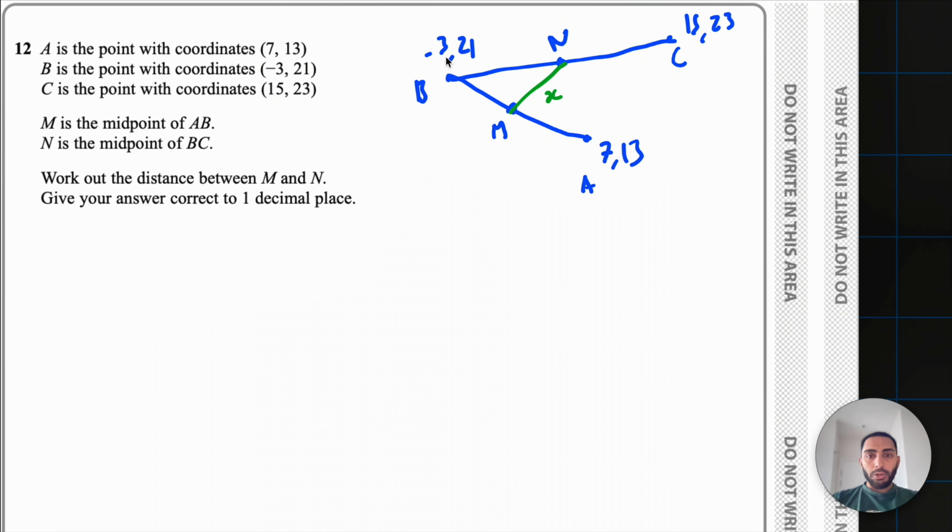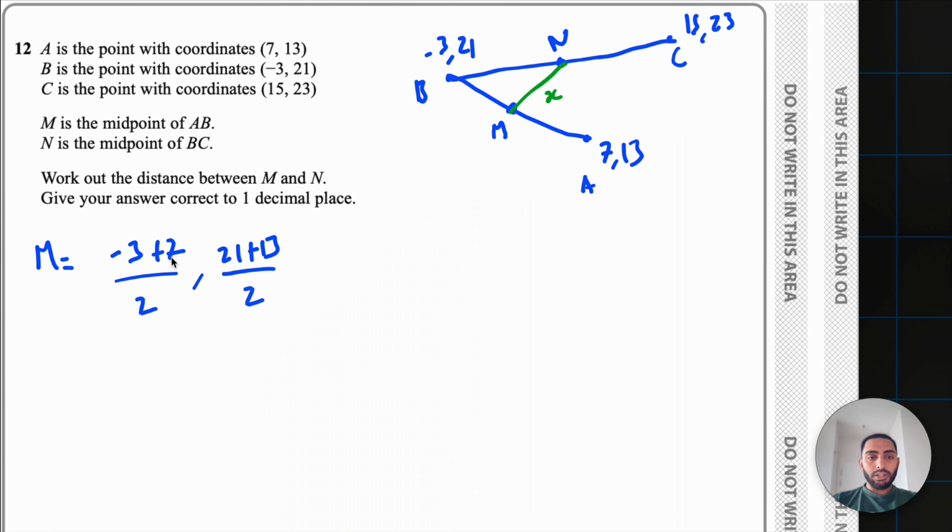So to find out midpoints, I need to find the mean or the average between my x coordinates and then my y coordinates. So for the midpoint of BA, so M, we're trying to work out M, will be equal to, for the x coordinate, it's going to be negative 3, add 7, divided by 2. For the y coordinate, it's going to be 21, add 13, divided by 2. Let's just work those out.